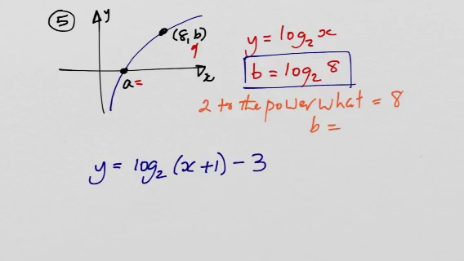When you get to the second part of the question, the +1 in the bracket means you move the graph left 1. The -3 at the end of the bracket means you move the graph down 3. So take the 2 points that you're given, this point and this point, move them left 1 and down 3, draw your graph. Remember, put the new asymptote in.